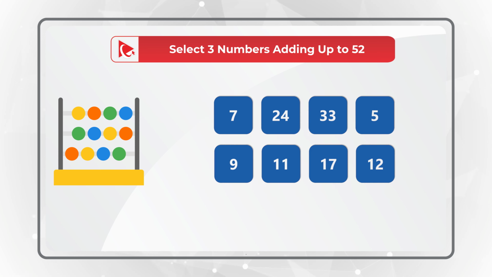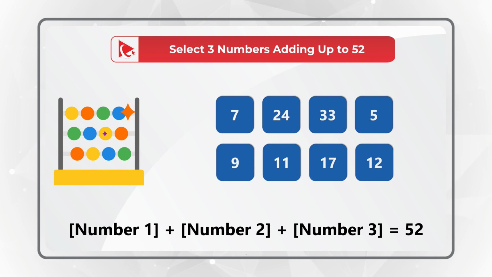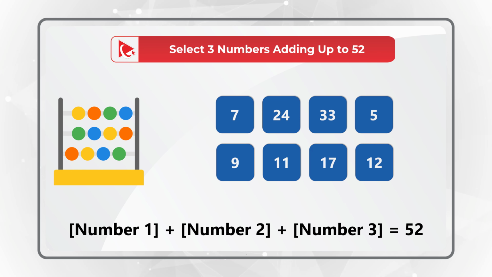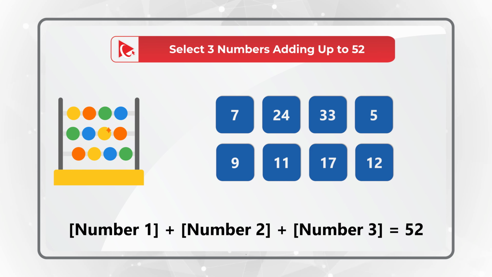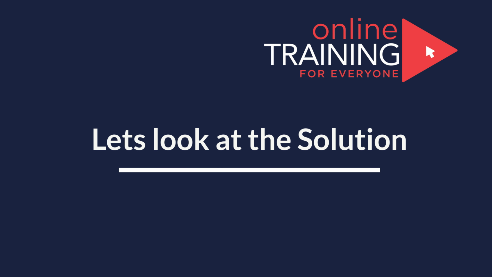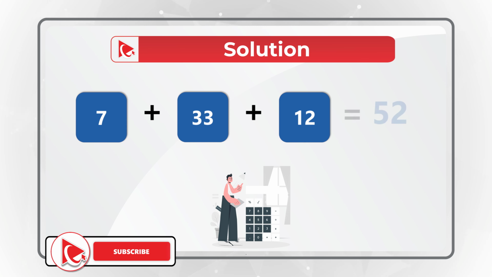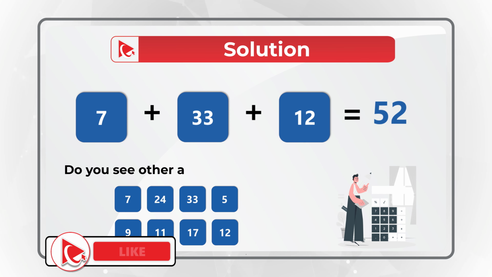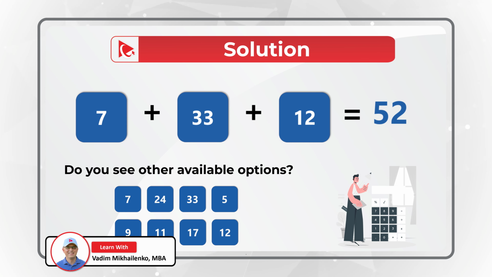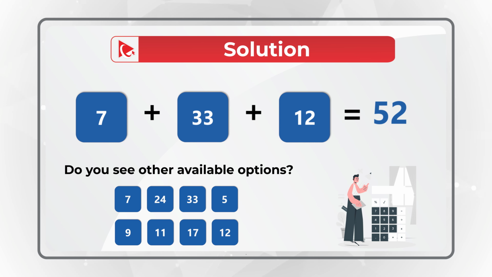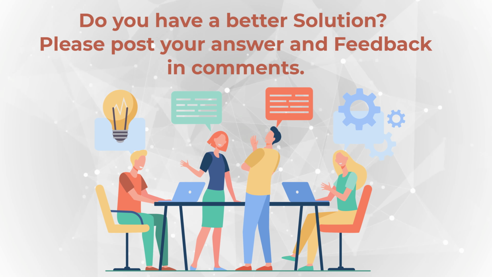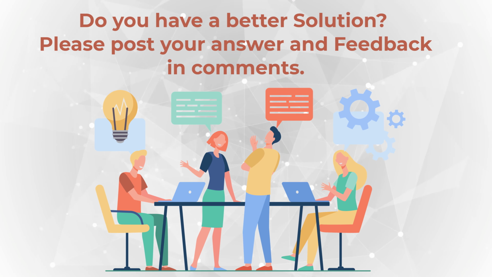Do you see the answer? Give yourself 10 to 15 seconds. See if you can pause this video to get to the correct solution. I am pretty sure you figured it out, but just in case, I am moving forward to get you to the correct answer. As you might have guessed, the correct numbers are 7, 33, and 12, because 7 plus 33 plus 12 equals 52. Keep in mind that this may not be the only solution. A lot of times, in questions like this, there are other options available. Do you see any other set of numbers that lead to the required result? If you found another possibility, please make sure to post in comments.